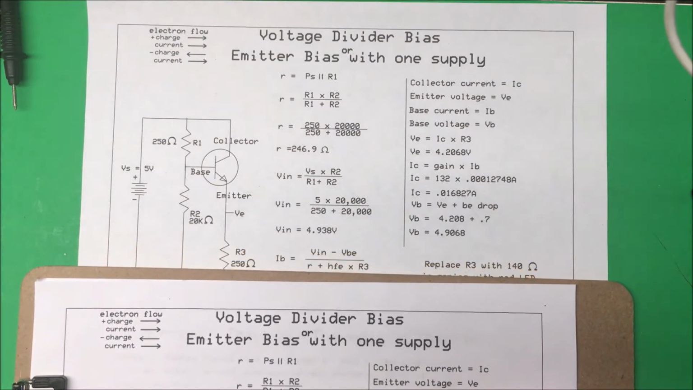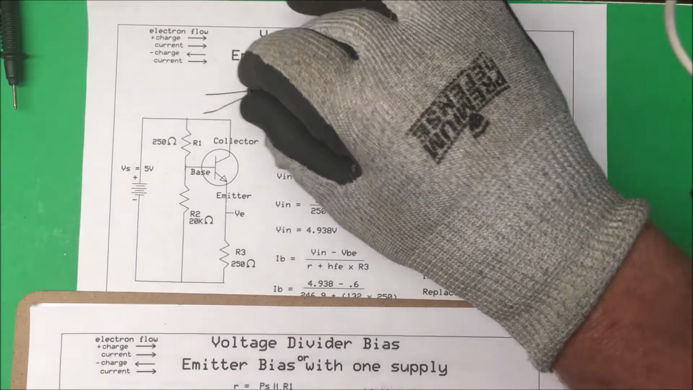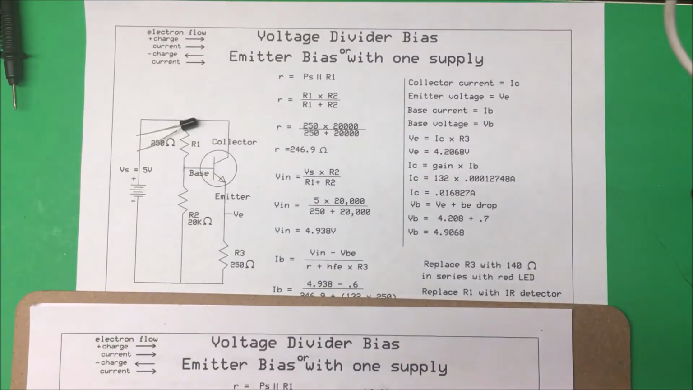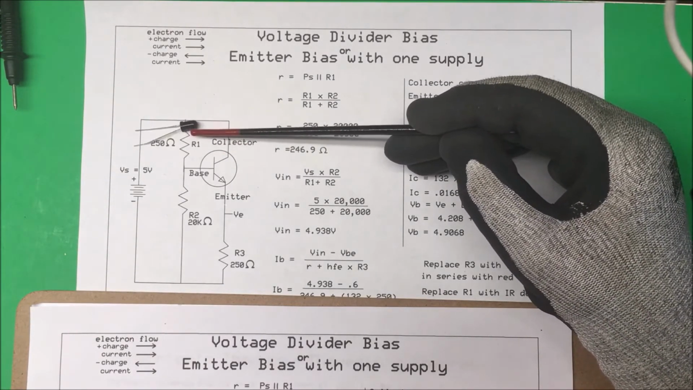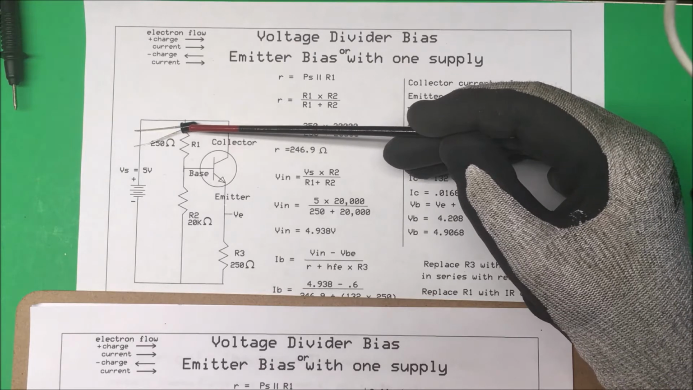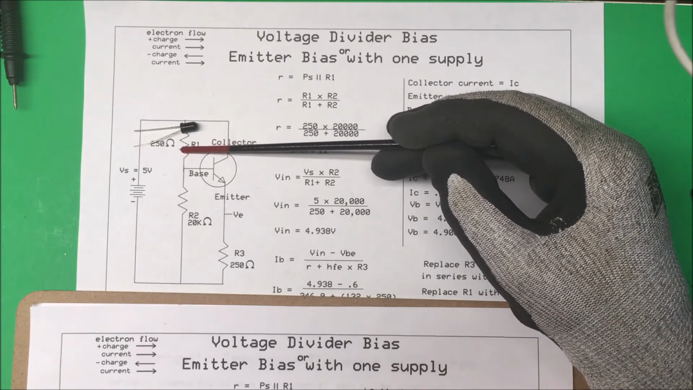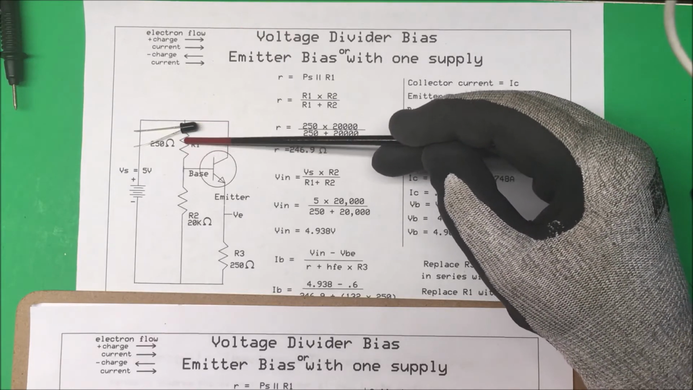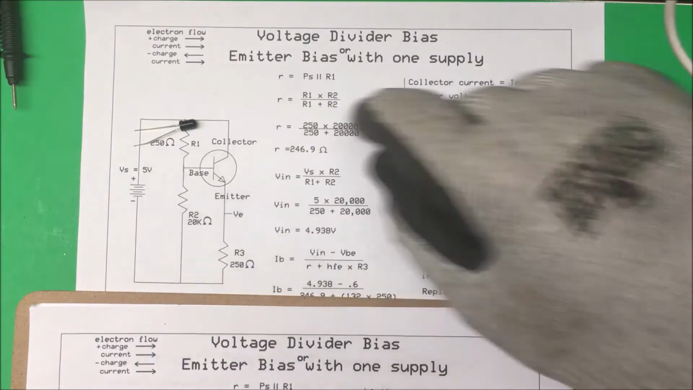Now, why I picked these numbers here is that I'm going to take this 250 ohm resistor on the base and replace it with this infrared detector. Now, when the infrared detector doesn't have any infrared light coming into it, it has a resistance of about a couple megohms. And then as you shine light into it, it'll drop down to 250, maybe get below that to 200 ohms. Okay, so it should be fairly close to that 250 ohms there.